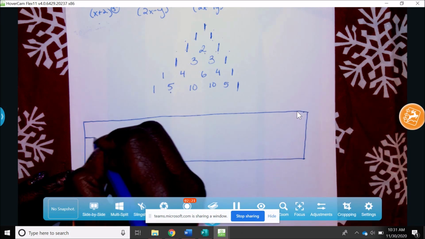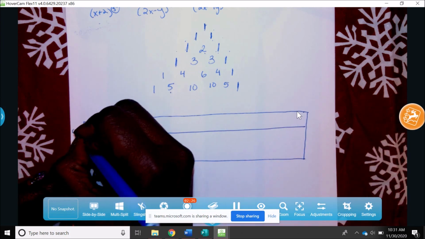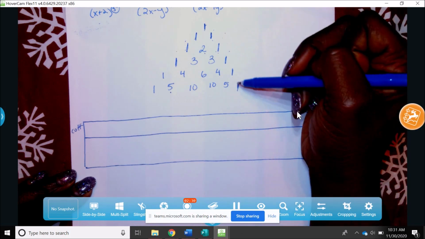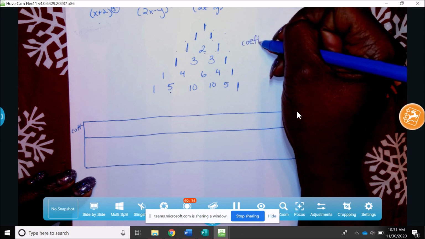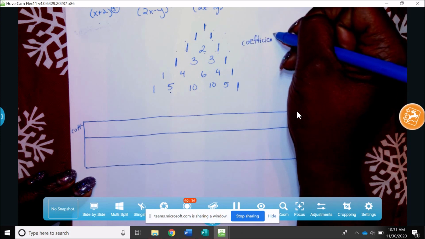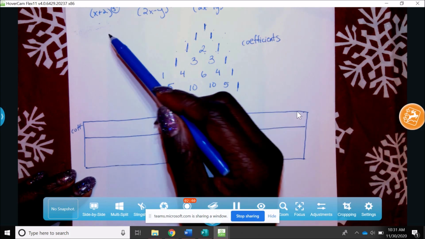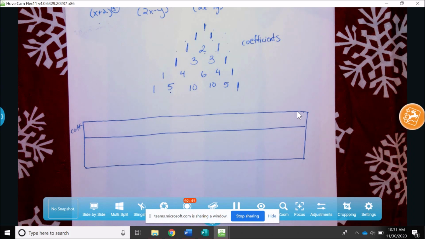Alright, so in this first row, you're going to put your coefficients. So we call all of the numbers inside your Pascal's triangle coefficients. And they are going to be coefficients of each term that's going to be produced if we were to carry out this exponent. So remember, polynomials work just like numbers. With numbers, you can add, subtract, multiply, and carry them to exponents. Well, you can do the same thing to your binomials.